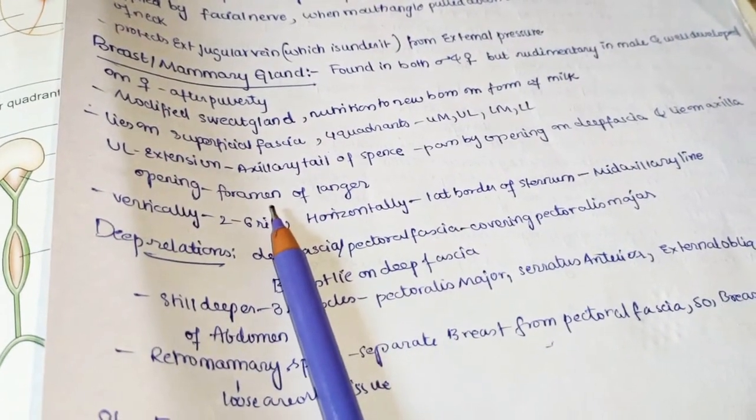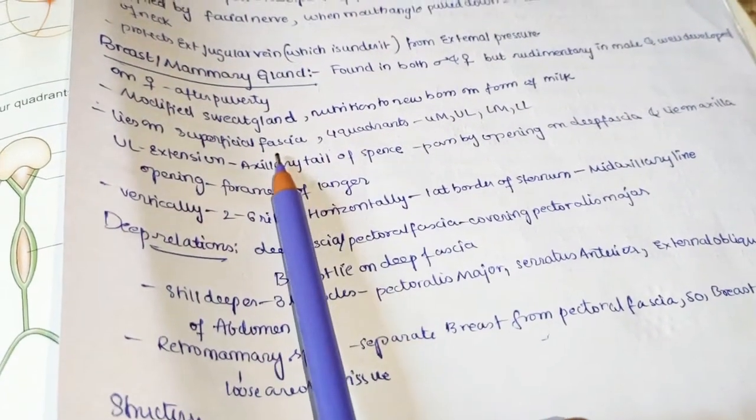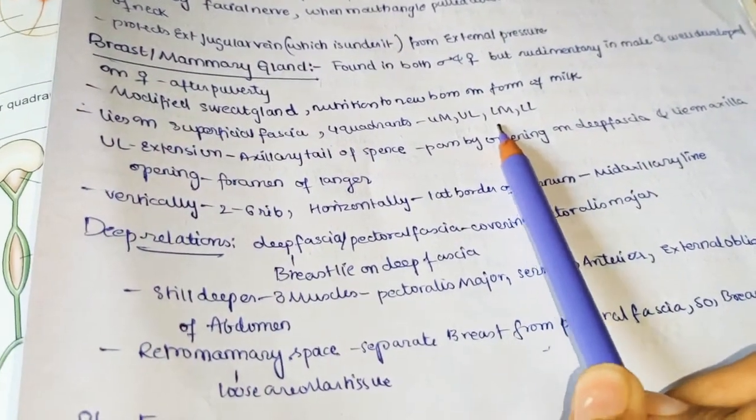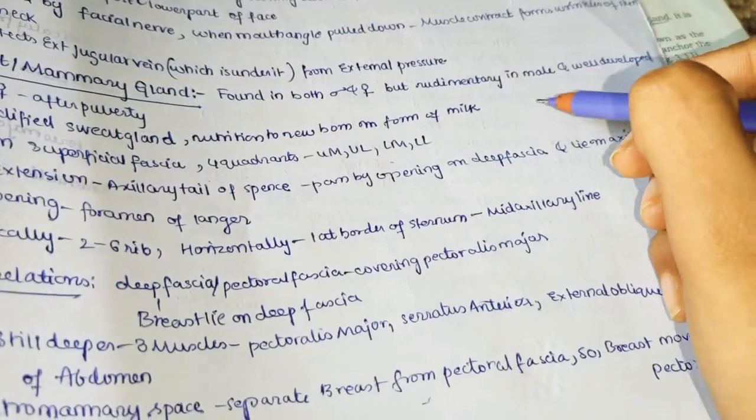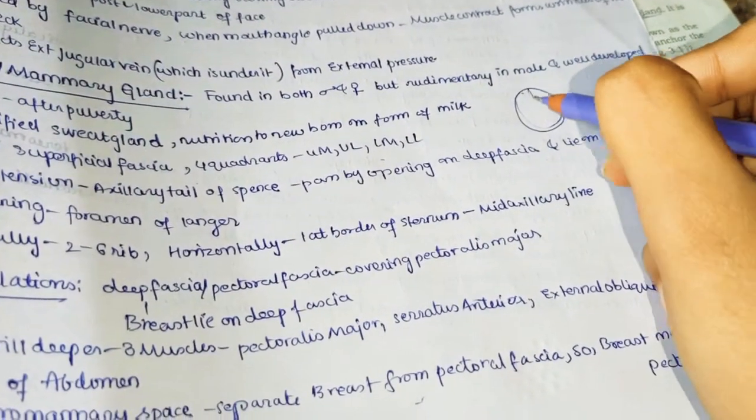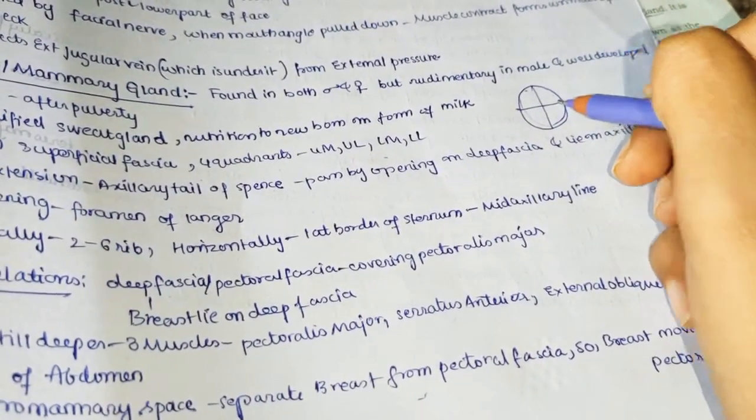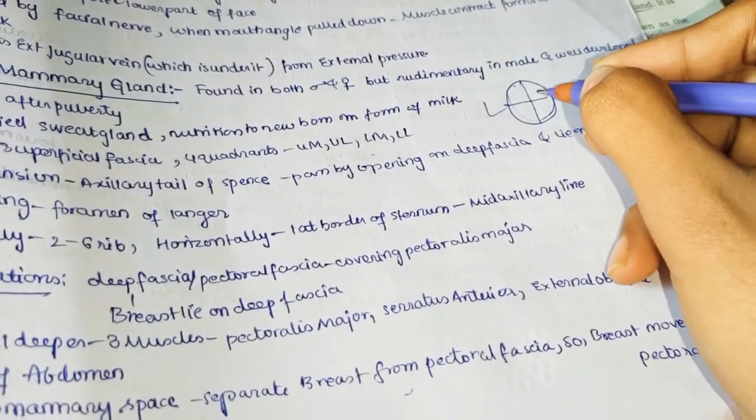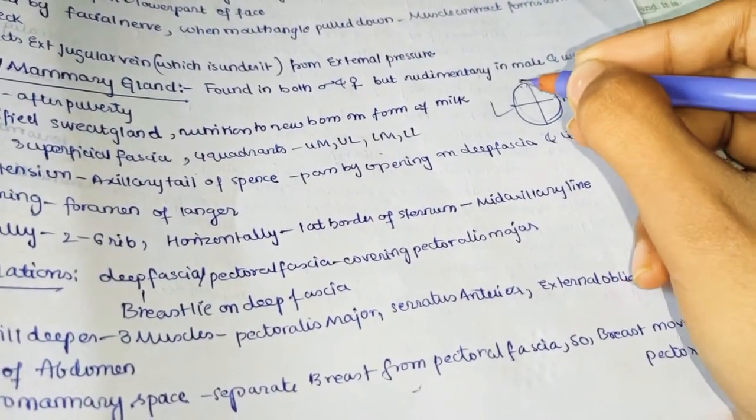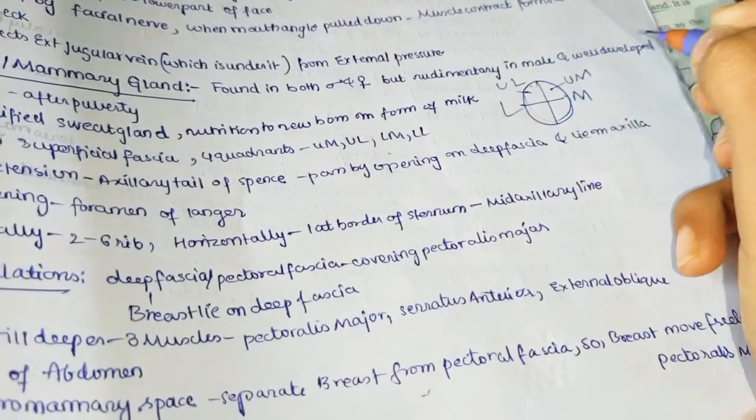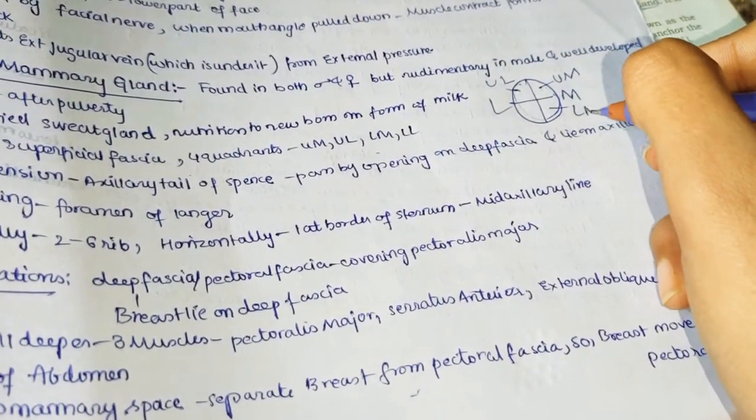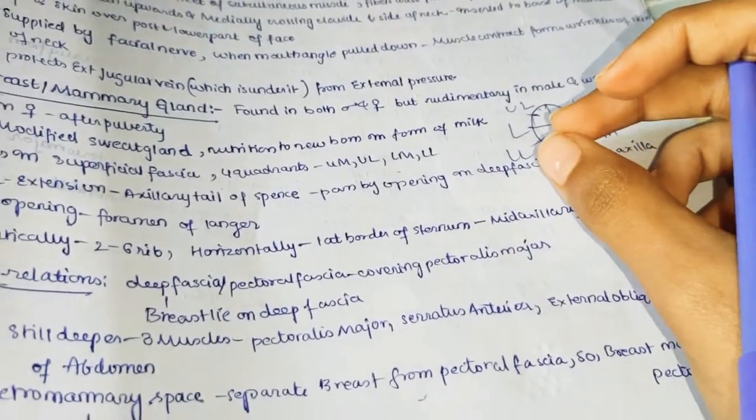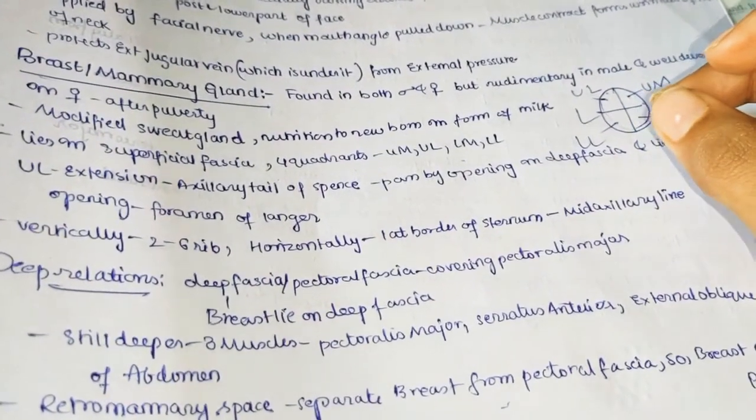The mammary gland lies in the superficial fascia, and it is divided into four quadrants. How do we divide it? For example, this is a mammary gland, and it is divided into four quadrants like this. This is the medial side, this is the lateral side. This is upper medial, this is upper lateral, this is lower medial, this is lower lateral. This is how you divide the mammary gland into four quadrants.